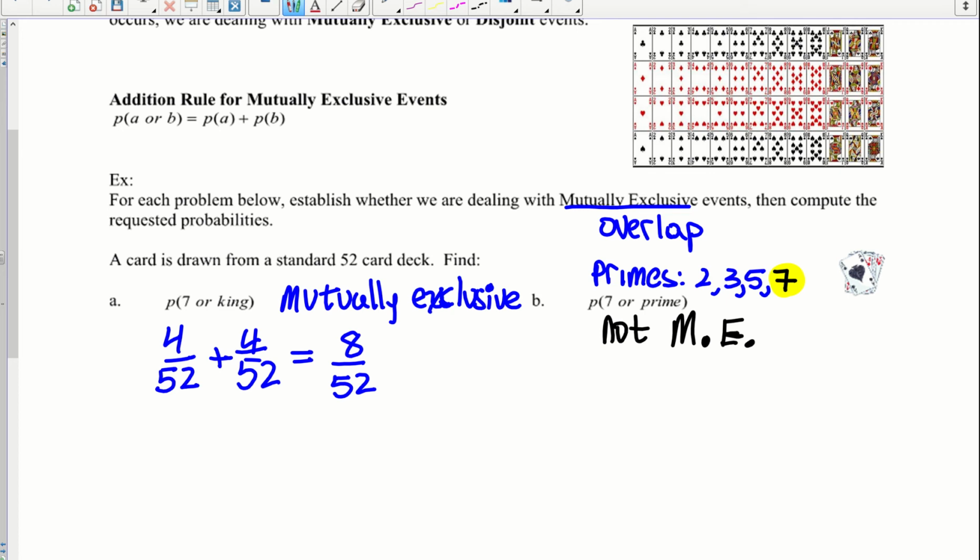But you could also do it with a little, I'll call it number sense. Really, it's just a matter of going through and counting up all the values that would satisfy the question. But if you're following the formula, it would be the probability of 7 plus the probability of prime minus the probability that a card is 7 and prime at the same time, which rhymes.